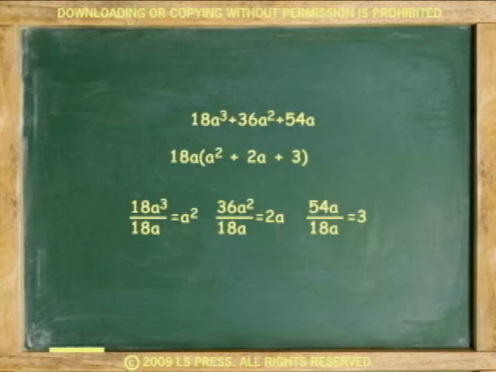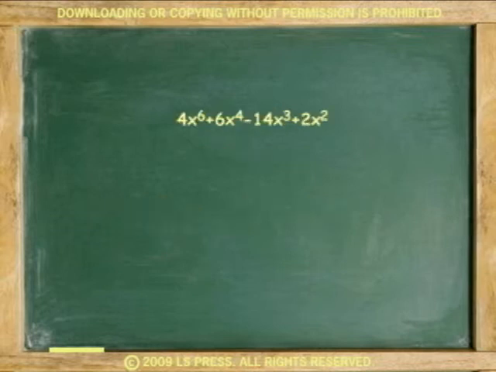18a has been factored to show that 18a cubed plus 36a squared plus 54a can also be written as the product of 18a times (a squared plus 2a plus 3). Another example.